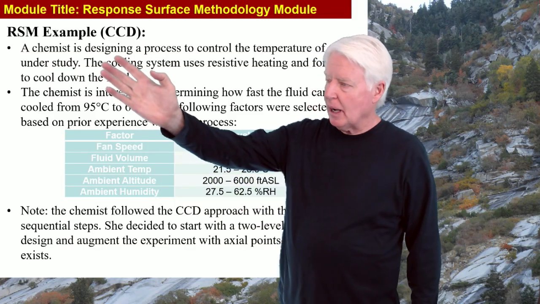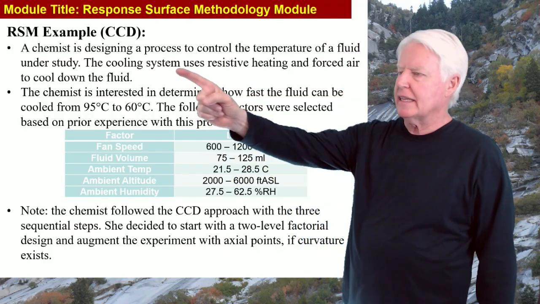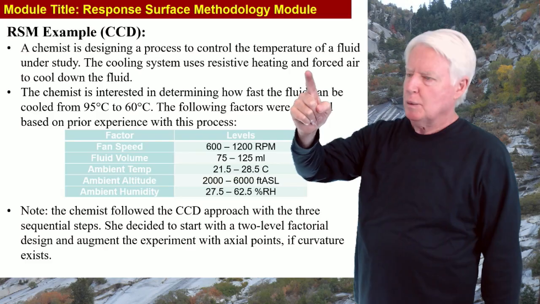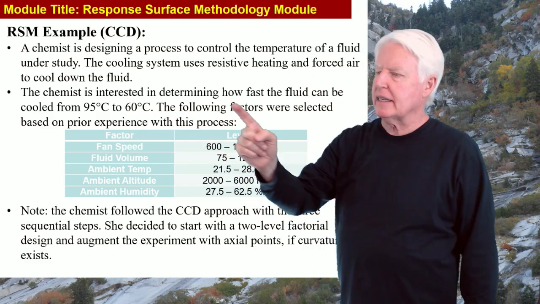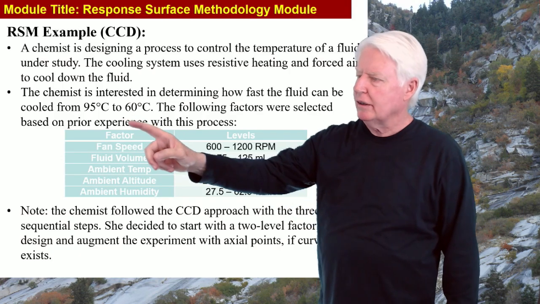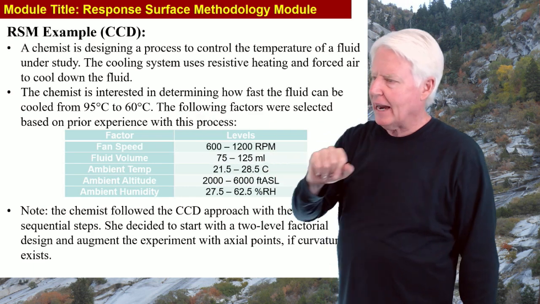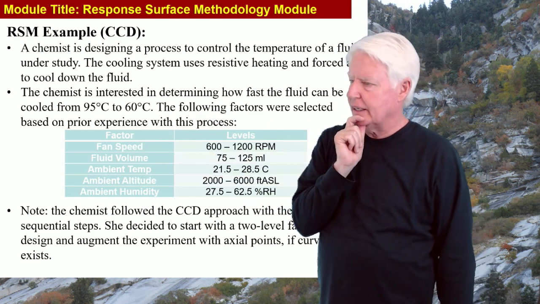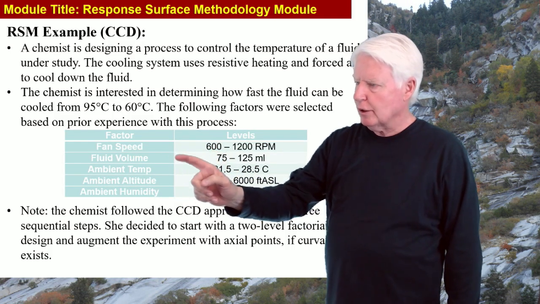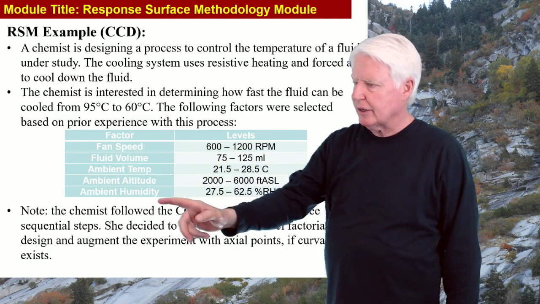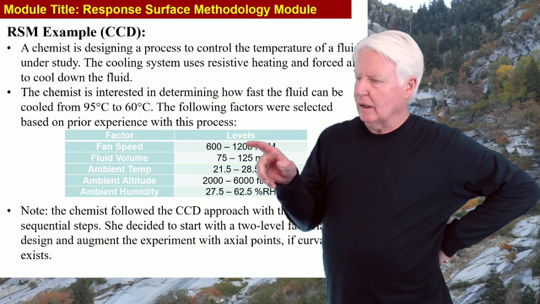So here's the problem. A chemist is designing a process to control the temperature of a fluid under study. The cooling system uses resistive heating and forced air to cool down the fluid. The chemist is interested in determining how fast the fluid can be cooled from 95 degrees Celsius to 60 degrees Celsius. The following factors were selected based on prior experience with this process. These are the factors: fan speed, fluid volume, ambient temperature, ambient altitude, and ambient humidity. And these are the levels.